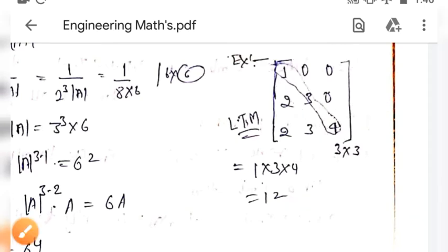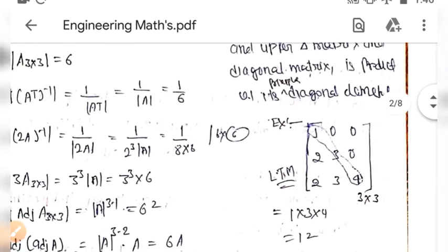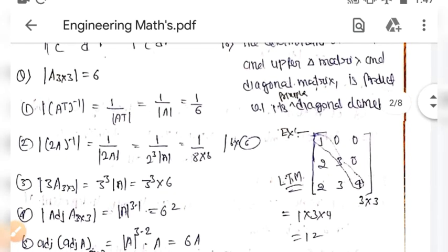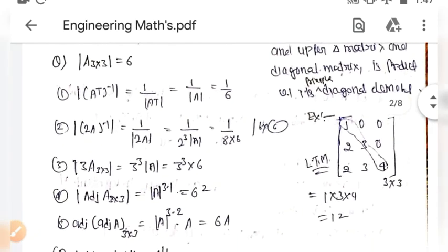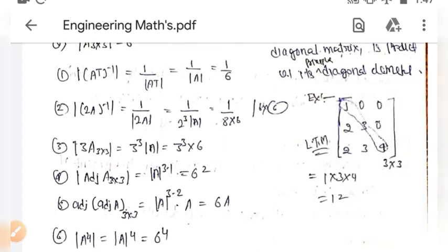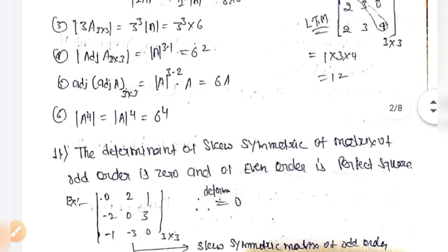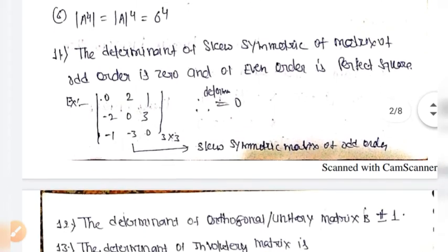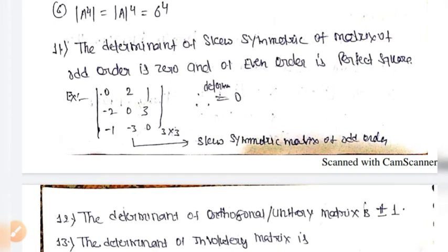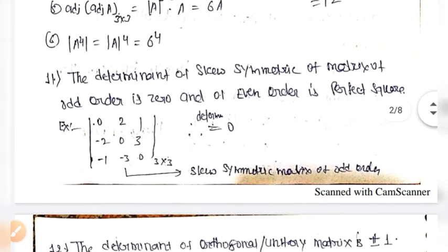If you find such kinds of problems, like a lower triangular matrix, upper triangular matrix, or a diagonal matrix, then you just find the product of their principal diagonal elements, which will give you the determinant of that particular matrix. So we'll take one example. Okay, this is another property given here. Please remember that one.